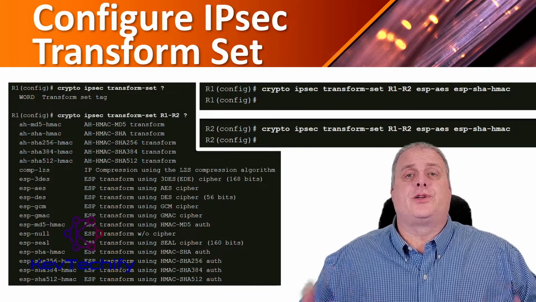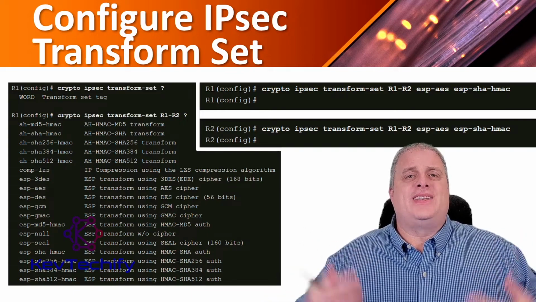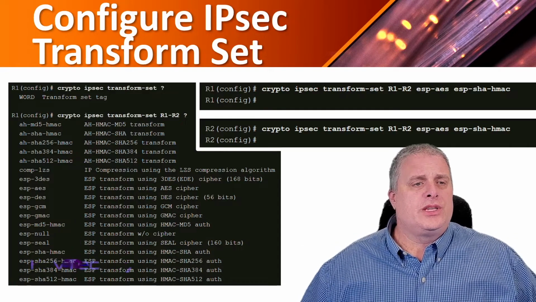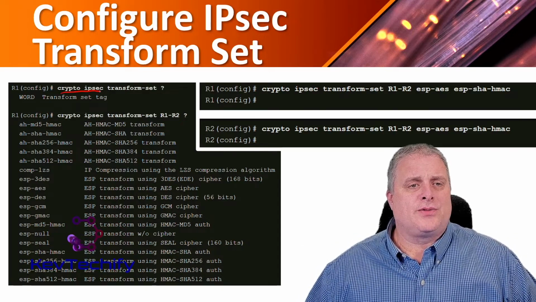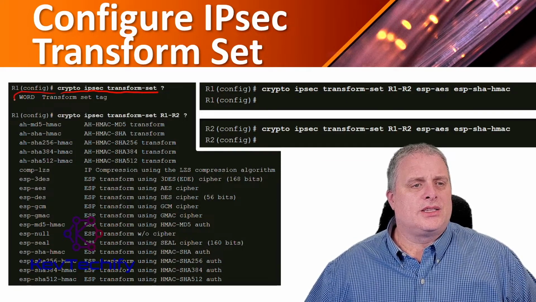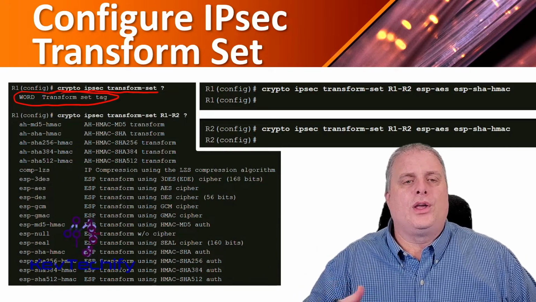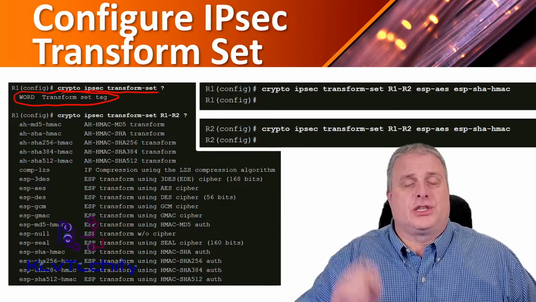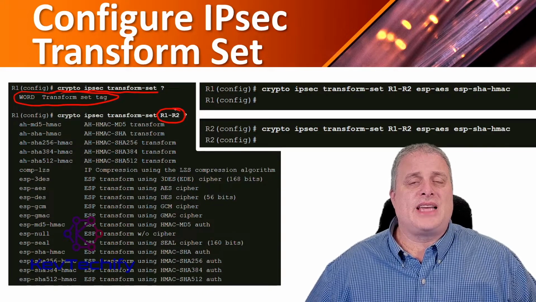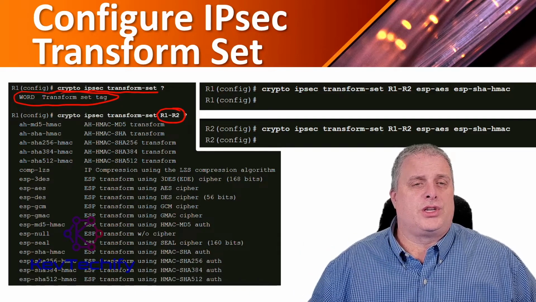The next step is to configure the transform set, a set of encryption and hashing algorithms that will be used to transform that data sent through the IPsec tunnel. We configure that transform set using the crypto ipsec transform-set command. What comes after the transform set here is a word, specifically the transform set tag. They're just looking for a name. What are we going to call this? Usually do something descriptive. What we're going to do is call it R1-R2. That's going to signify that this is setting up that tunnel between our router 1 and the other router 2.